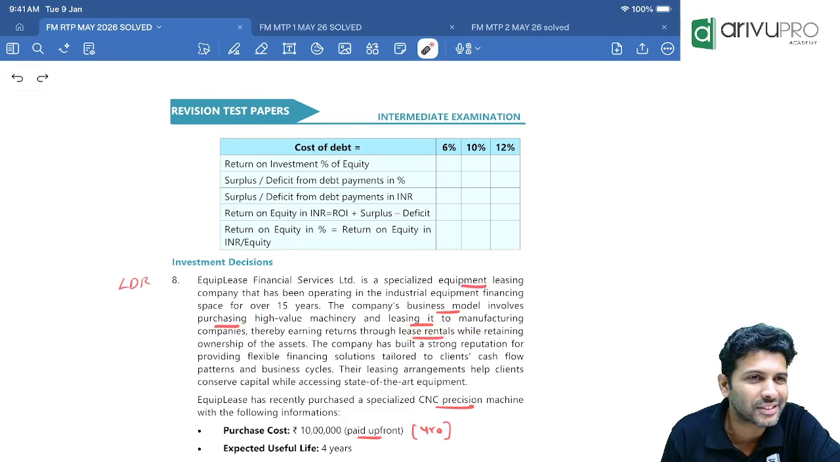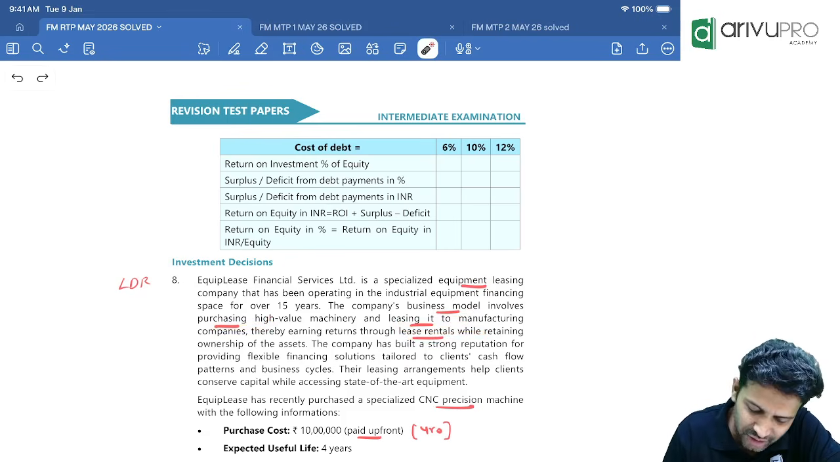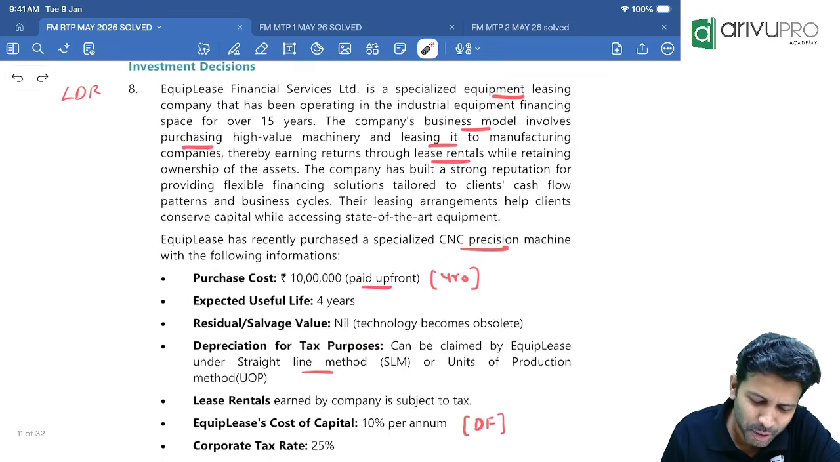We know, lease means that only. You purchase and lease. The company has built a strong reputation. Come to the main thing.